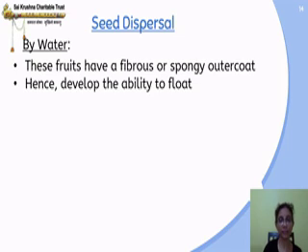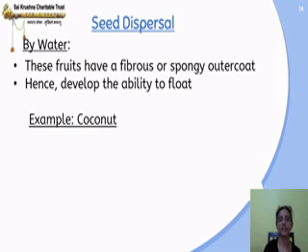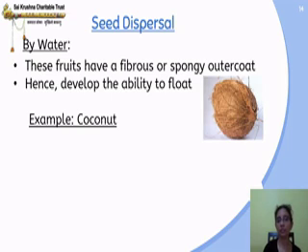Can you think of an example? Yes, it's the coconut. Do you remember? All of you can see here, the coconut has a fibrous outer cover. And what happens? It floats in the water and moves away, and then it grows into a coconut tree in a totally different place. All this is because of the ability to float.